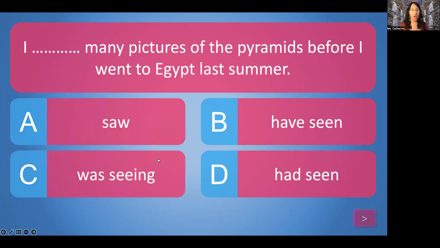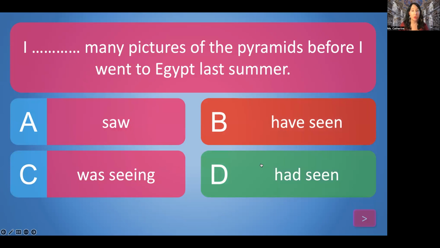How about this one? I blank many pictures of the pyramids before I went to Egypt last summer. This is tough. Look at your clue words. What do you think it is? Nope, it's not have seen. What do you think it could be? That's right, had seen. How many people selected A, saw?